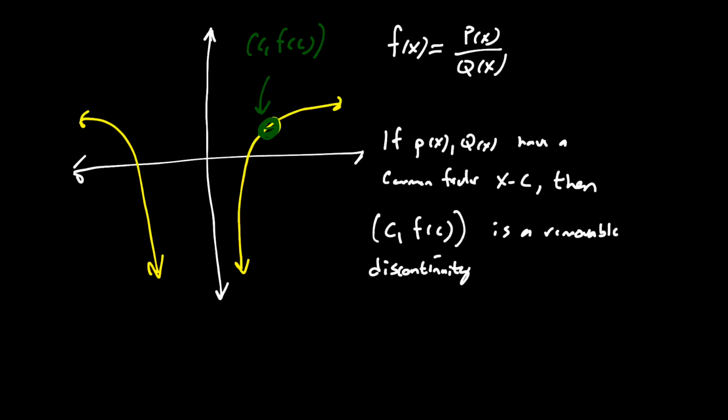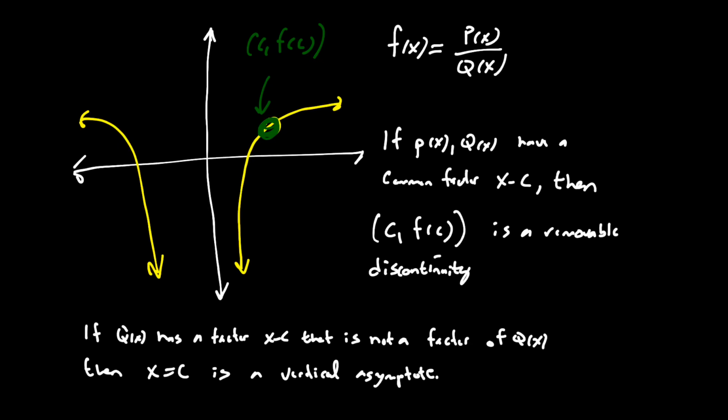We also have an alternative definition for a vertical asymptote of a rational function. If q of x has a factor x minus c that's not a factor of p of x, then the line x is equal to c is a vertical asymptote. On the graph here, again, the line x is equal to 0 looks like it would be a vertical asymptote. Let's look at an example where we find the vertical asymptotes and the removable discontinuities of a rational function.